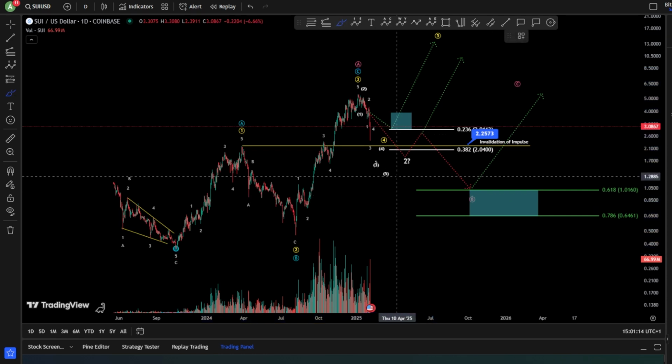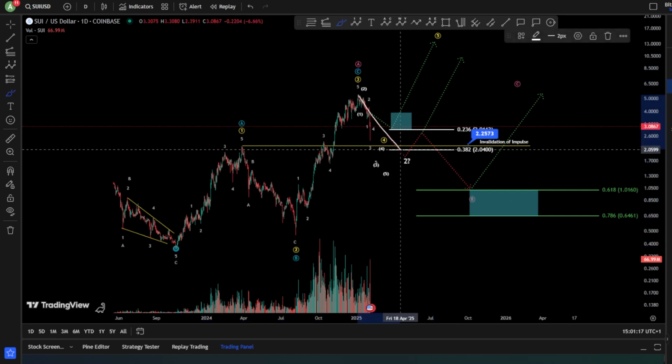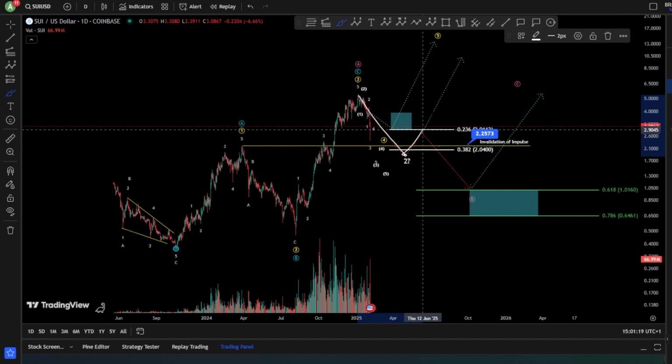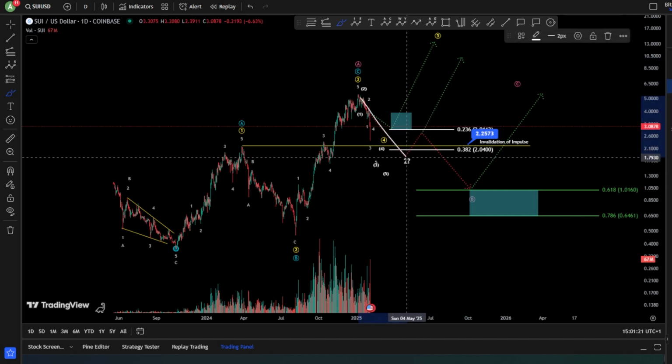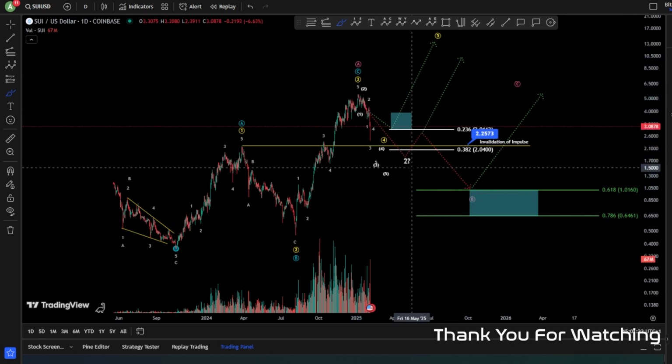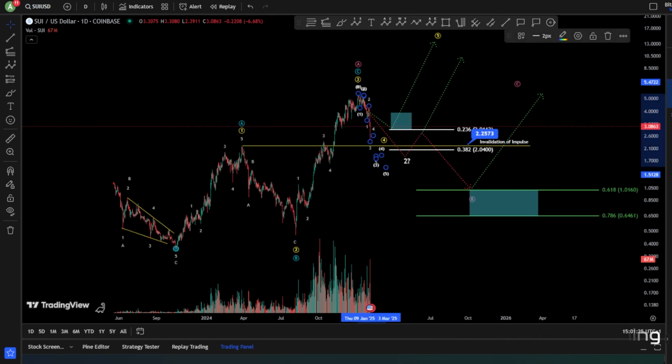That is because this impulse will lead us to this wave 2 here, which is probably bullish as well, or to a wave A, B, and a C. So these are the scenarios that we can consider in the current price action.